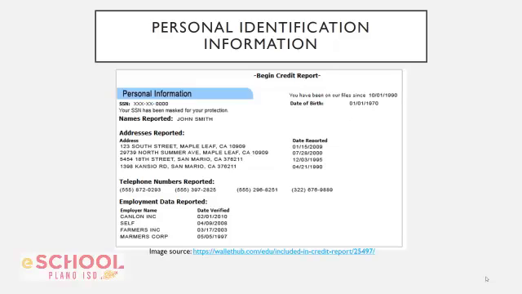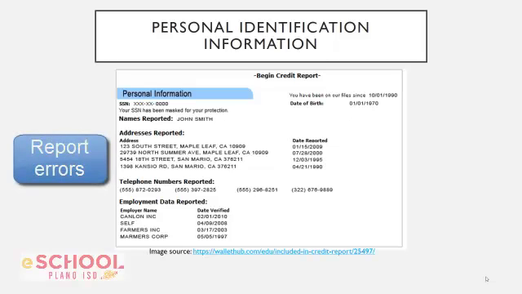The personal identification information. This graphic shows what the personal information section looks like on a TransUnion credit report. Each of your credit reports will contain the following basic pieces of biographical information: your social security number, your name, including any aliases like past names such as a maiden name, your date of birth, current and past addresses, current and past employers.